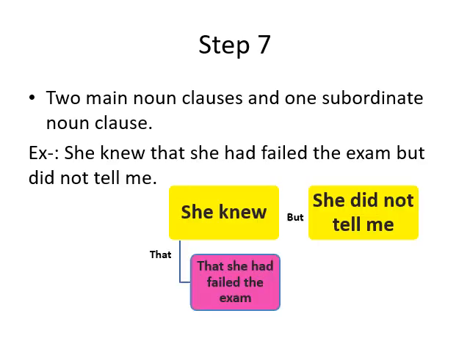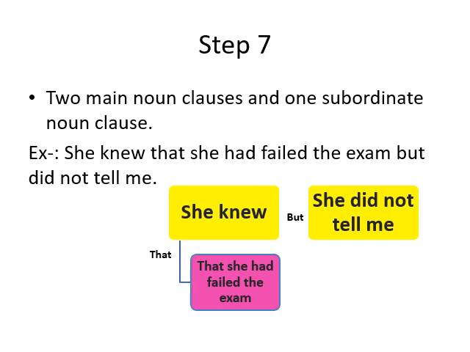Now we move on to step 7. Two main noun clauses and one subordinate noun clause. She knew that she had failed the exam, but she did not tell me. Here there are two independent clauses which are on top of the hierarchy. That is, she knew, but she did not tell me. These are two independent ideas. But there is one thing dependent on she knew, that she had failed the exam.